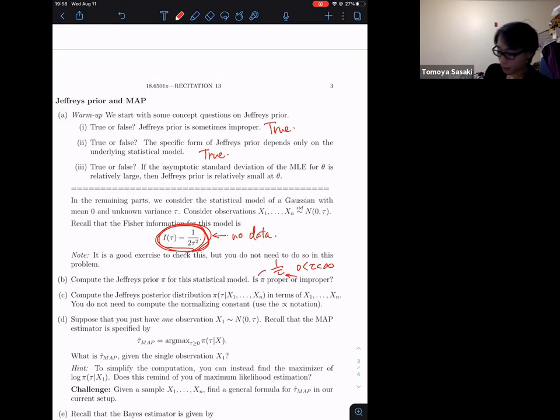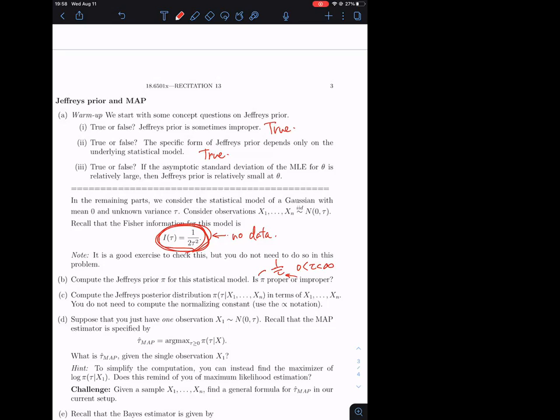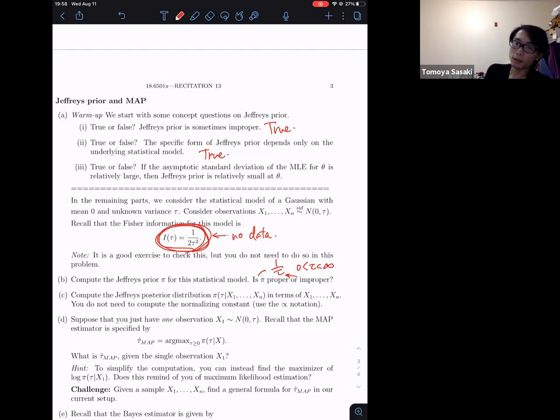So the Jeffreys prior doesn't depend on the data, but it does depend on the statistical model you assume, which is supposed to construct the data you observe. So you're not going to construct Jeffreys prior from the data, but it's going to come from the likelihood or the statistical model you're going to assume. That's a slight difference, but also pretty important.